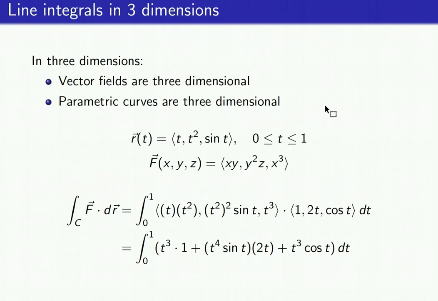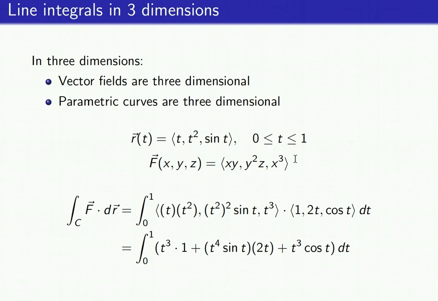The same thing works, by the way, if you have a line integral in 3 dimensions. In 3 dimensions, the vector fields are now 3-dimensional. Your parametric curves are now 3-dimensional. So here's a parametric curve that's 3-dimensional. It's got an x, y, and z component. Here's our vector field. It's got x, y squared, z, and x cubed. You've got 3 components here, the x component, y component, and z component.